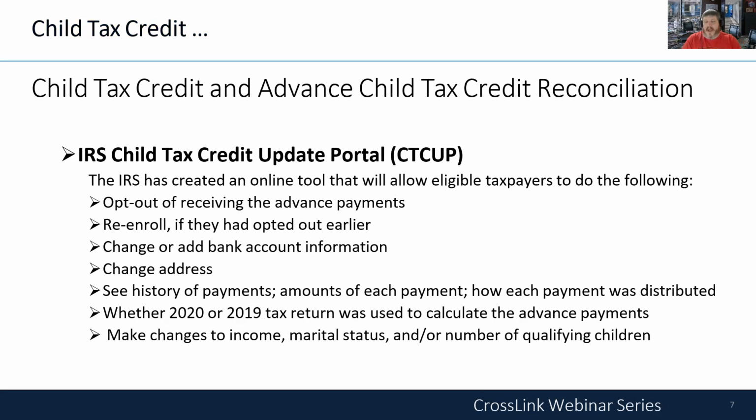Okay. The IRS then created a child tax credit update portal, or CT-CUP, and that portal allowed taxpayers to opt out, opt back in, change bank account information, change filing status, number of dependents. But the most important piece for you guys for this year is see history of payments, the amount of each payment and how each payment was distributed. That's going to be important information because they do have to reconcile those advanced child tax credit payments.